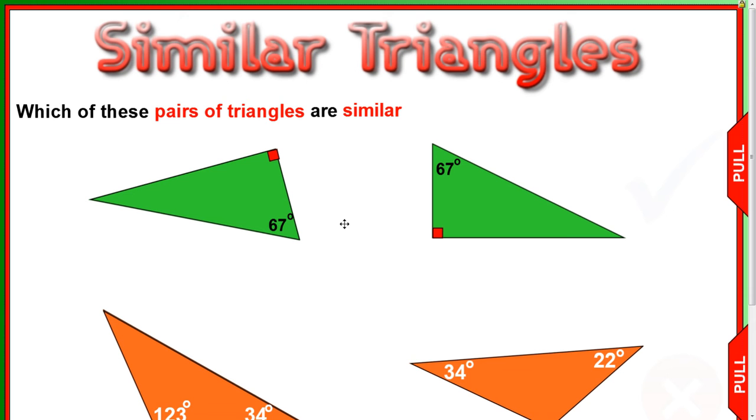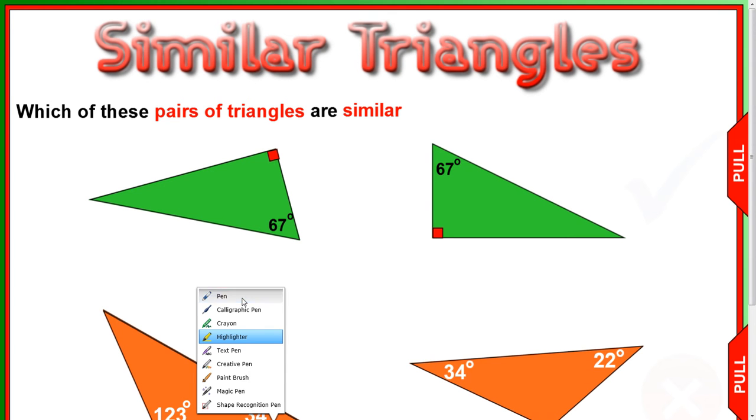We're going to look at similar triangles and some examples involving similar triangles. So it says here, which of these pairs of triangles are similar? Let's look at the two green ones at the top first of all. In order to work out if they're similar, we need to find corresponding angles and see if they're the same. So let's look at all the angles in the triangle and try and work them out.